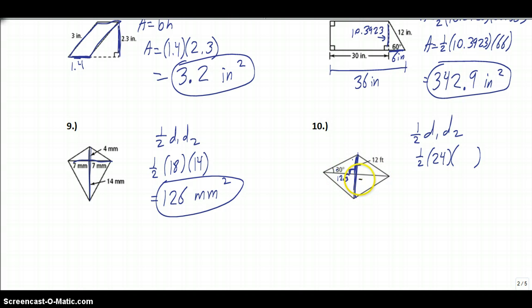Okay? Well, we'll get the decimal here in a second. Anyway, the whole diagonal is 24 square root of 3, which you can go ahead and plug into your calculator. 24 square root of 3 is 41.5692. And then you just multiply that together. Okay? So let's see, 41.5692. I got 498.8 square feet.